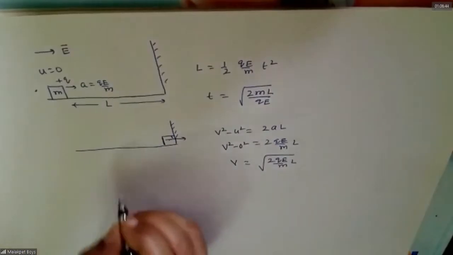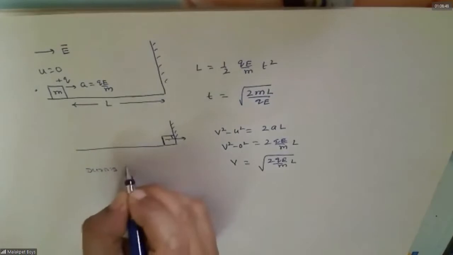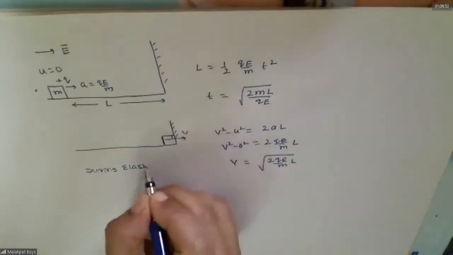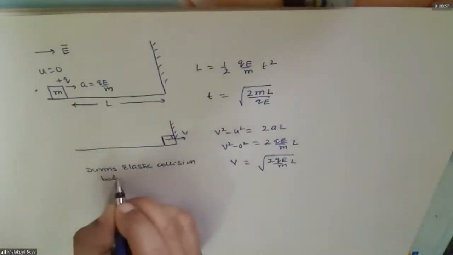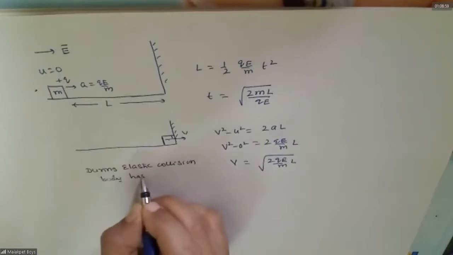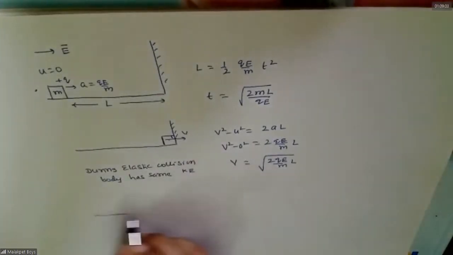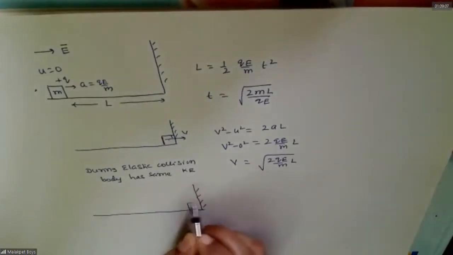Then in elastic collision, what will happen? Sir, kinetic energy is conserved. The body has the same kinetic energy, so that means there is no loss of energy. It comes like this. Okay.